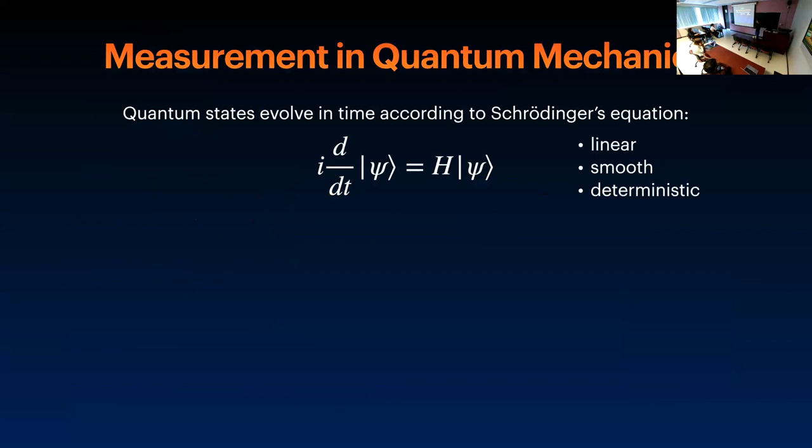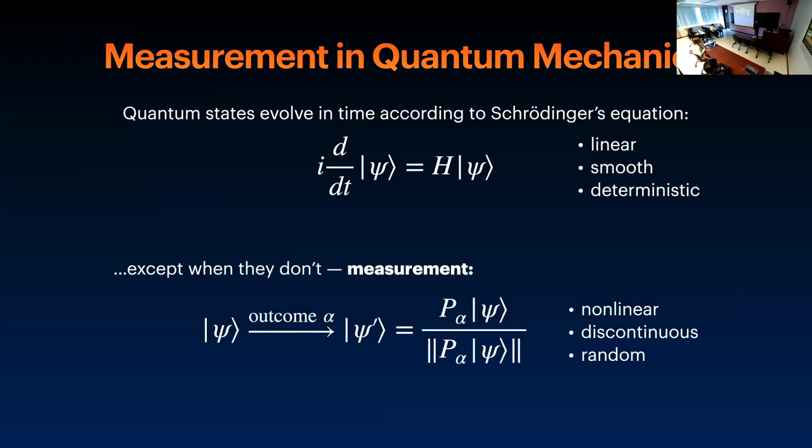In quantum mechanics, when we first opened the textbook, we learned that quantum states evolve in time according to Schrodinger's equation, which is written here, and it has many nice properties. For example, it is linear in the wave function. It is smooth in time, the state changes very gradually, and it is deterministic. So in principle, if we know everything, we can just solve it to find the future, and we'll know the state of our system. Unfortunately, when we turn the page and move on to the next topic, we find out that this doesn't always work.